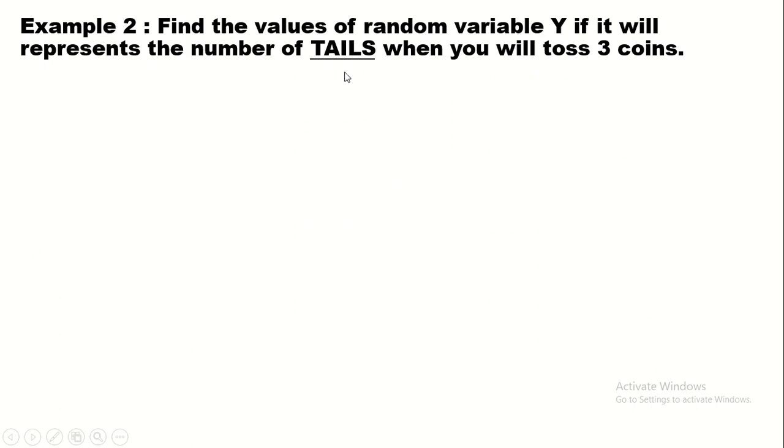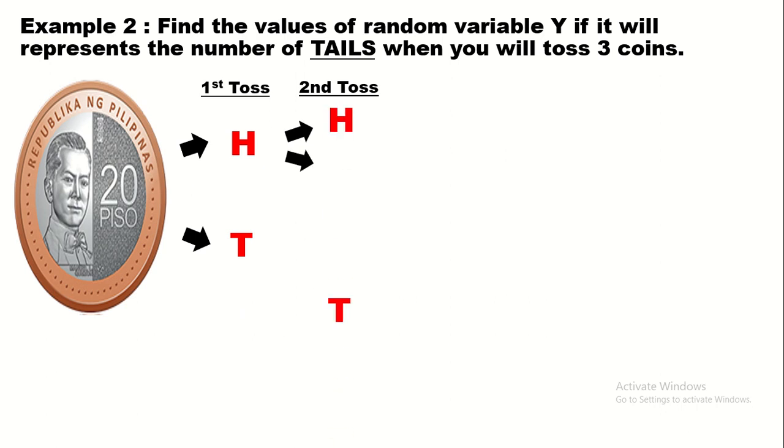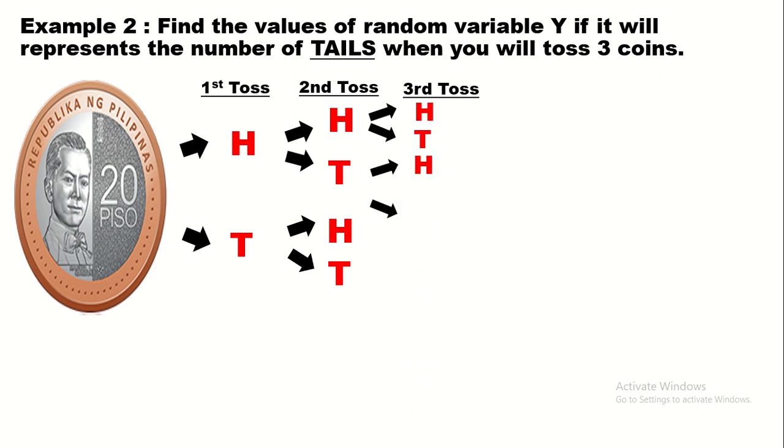Kaso, ang focus natin ay tails. Kanina, sa example number 1, ay head. Ngayon naman ay tails. Halimbawa, ito ang ating 20 peso coin. So, ito ang magiging itsura niya kapag nag-toss tayo ng 3 coins. Siyempre, we have the head and tail pa rin. Okay? Hanggang sa third toss tayo. Yan yung mga combination or ito yung naging outcome sa first toss, second toss, and third toss.